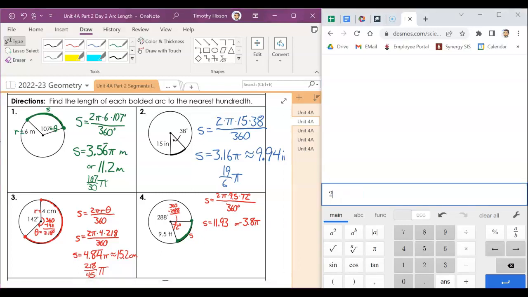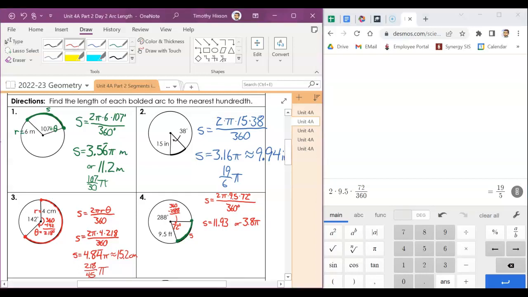Last one, number 4, 2 times 9.5 times 72 over 360. And you notice that one simplifies to 19/5. Okay, if it gives you a decimal, again, just hit the fraction bar and it'll convert it. So I would enter my answer as 19/5 pi. All right, and that's the same for the arc length and the sector area sections.